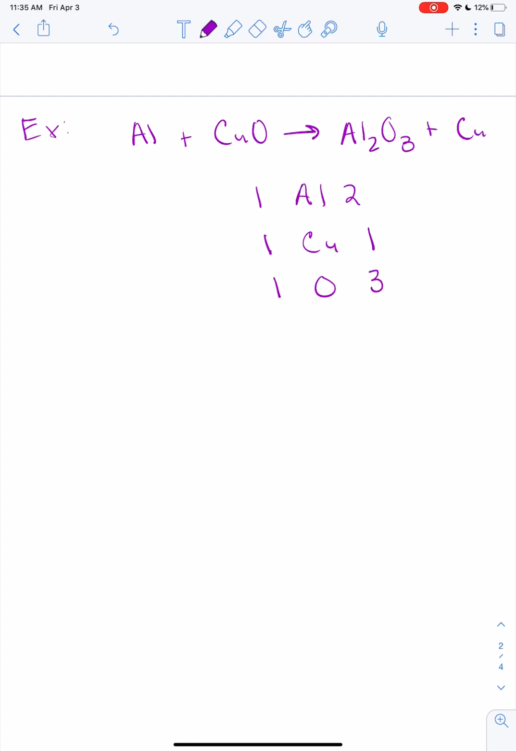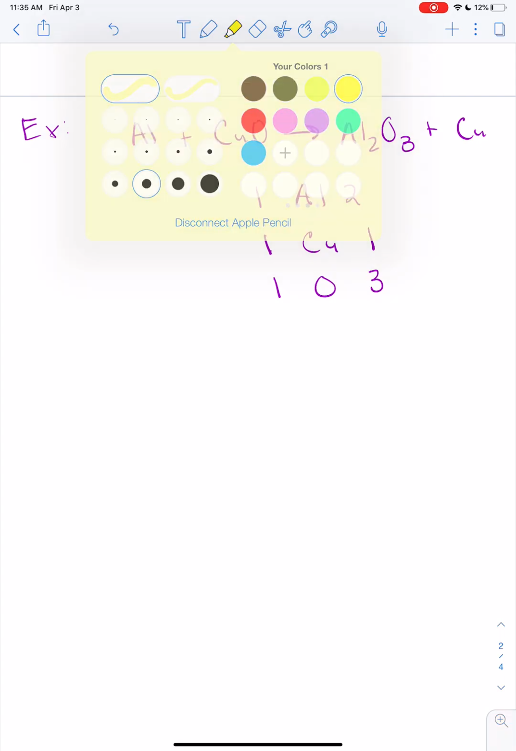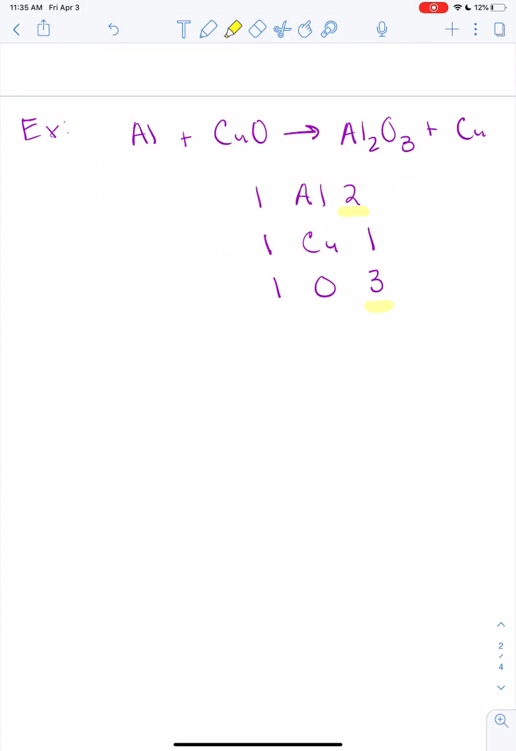Say we have aluminum plus copper oxide yields Al2O3, aluminum oxide, and copper. Okay, I'm going to make my list. I have aluminum, I have copper, and I have oxygen. Aluminum 1 on this side, 2 on this side, copper 1 on this side, 1 on this side, oxygen 1 on this side, 3 on this side.